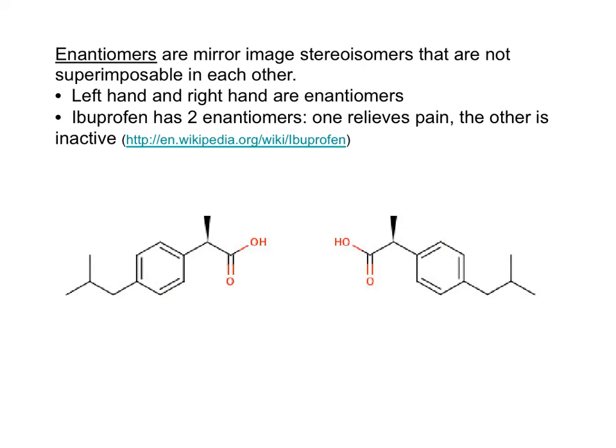Another type of stereoisomer are called enantiomers. Enantiomers are mirror image isomers that are not superimposable on each other. For example, put your left hand in front of the mirror and the mirror image is your right hand. Your left hand and right hand are not superimposable on each other. In other words, they're not the same. Ibuprofen has 2 enantiomers. One enantiomer relieves pain. The other enantiomer does not work to relieve pain.